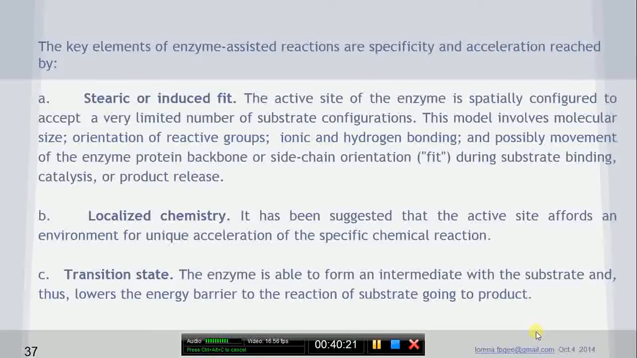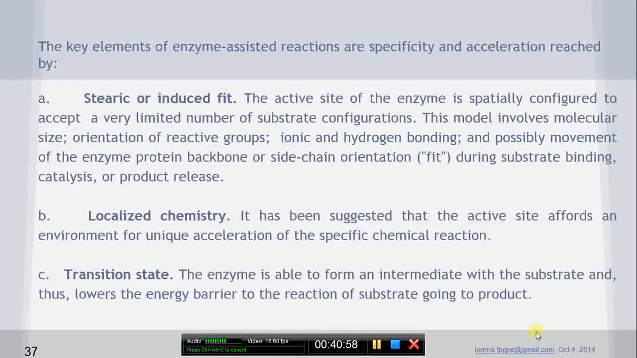Steric or induced fit. The active site of the enzyme is spatially configured to accept only one, or a very limited number, of substrate configurations. This model involves molecular size, orientation of reactive groups, ionic and hydrogen bonding, and possibly movement of the enzyme protein backbone or side chain orientation, fit, during substrate binding, catalysis, or product release. This model has replaced the original lock and key model of enzyme activity.